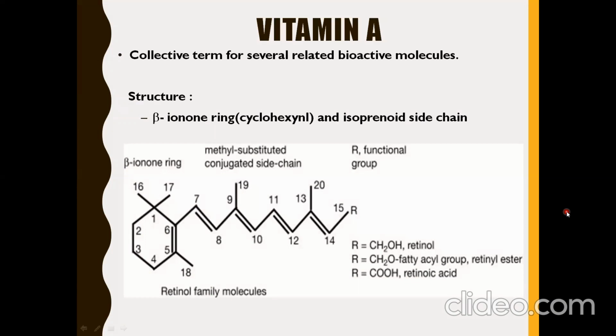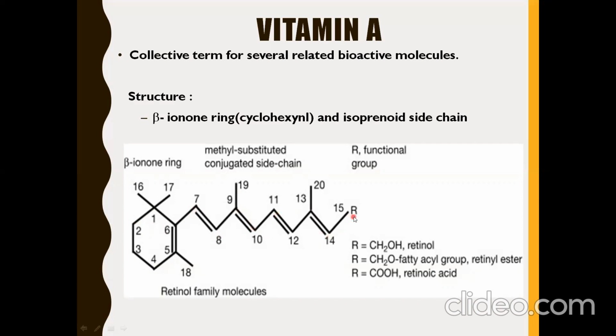So coming to the vitamin A class, vitamin A includes several related bioactive molecules. Actually, it is a collective term which includes the related bioactive molecules. If you see the structure, it is composed of the cyclohexane ring, right? So 6 carbon units, a cyclical ring structure is present, and a linear unit, which is the isoprenoid side chain. So it is composed of the beta ionone ring. The ring is called the beta ionone ring, with the isoprenoid side chain.